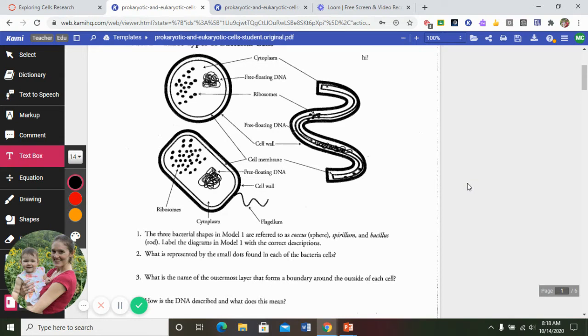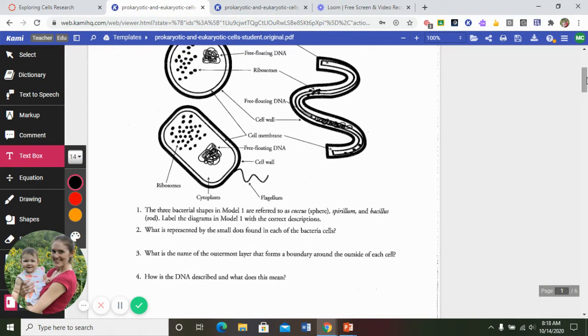What is the name of the outermost layer that forms a boundary around the outside of each cell? Outside of each cell. So let's see. Right here I see cell membrane, but there is this big, thick line. So I want to keep on going until I find an arrow pointing to the thick line. Cell wall. So that must be the cell wall. So cell wall would be number 3.